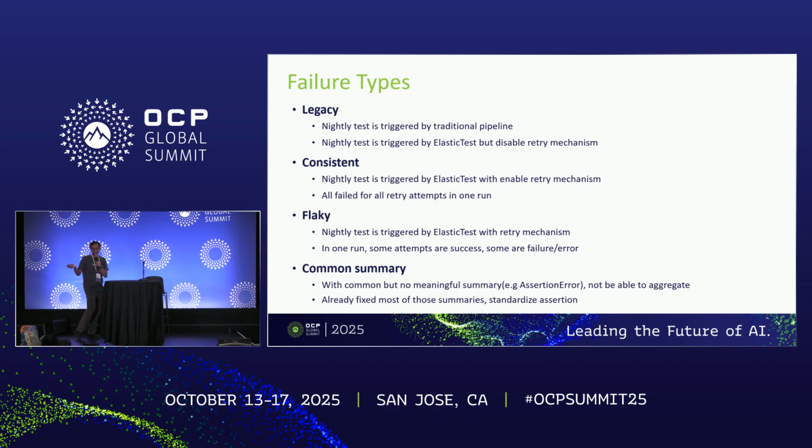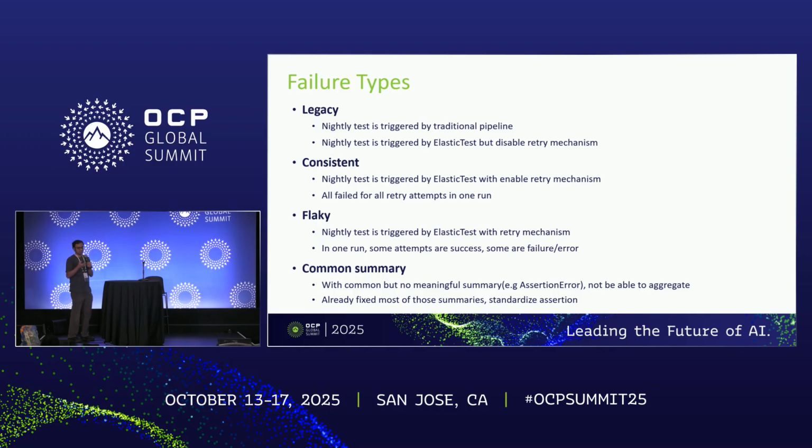Now, for the failing test cases that we have, we categorize them into 4 categories. So the first type is legacy, meaning the test case is run in our Elastic test executor, but without retrying the test if it fails. If it fails, then it is considered a legacy failure because this could be something like a baseline test failure that is coming up now and we need to fix it.